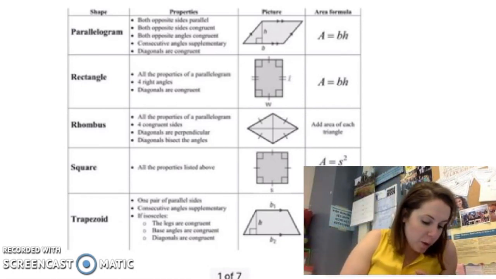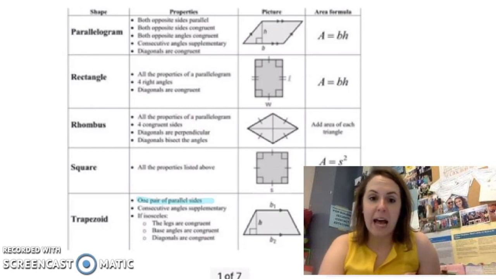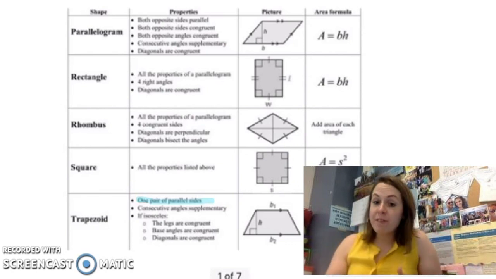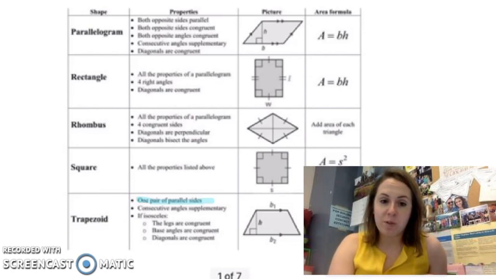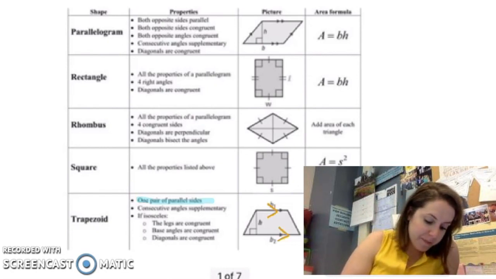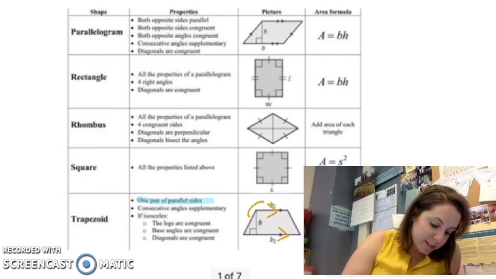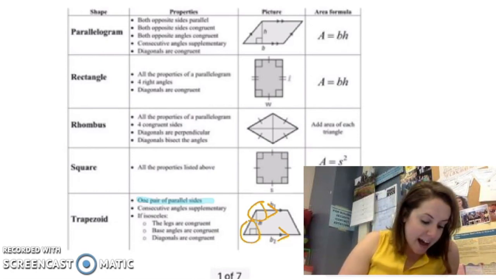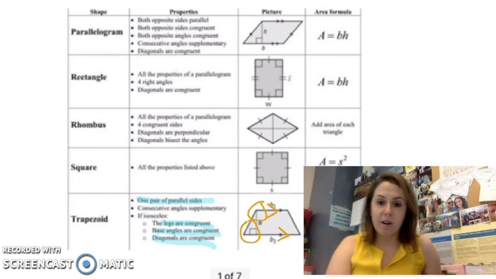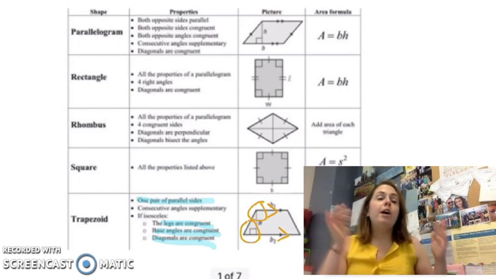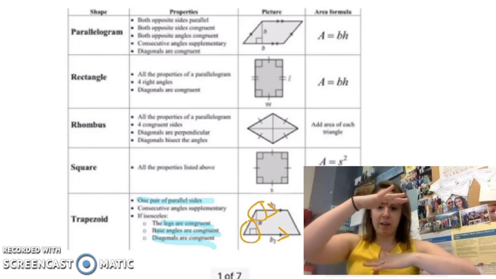A trapezoid always has one pair of parallel sides. That is by definition what a trapezoid is. Now it can have more than one pair, but it needs to have at least one pair. Because it has parallel sides, I'm going to have consecutive angles supplementary because those are same side interior. And then if it's isosceles, legs are congruent, base angles are congruent, and diagonals are congruent. So those are my big properties of a trapezoid. Below trapezoid, that's one pair of parallel sides.